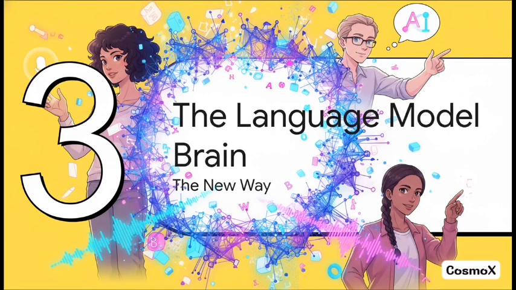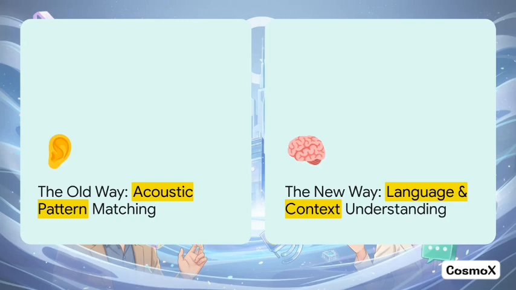So let's move on and see how Qwen3-ASR completely flips that old approach on its head, building on the powerful foundation of today's large language models. And this comparison just lays out the shift perfectly. We're moving away from just matching sound waves to actually understanding language and context. The new way doesn't just hear isolated words, it understands the relationships between them, using a massive base of knowledge to predict what you're most likely trying to say.